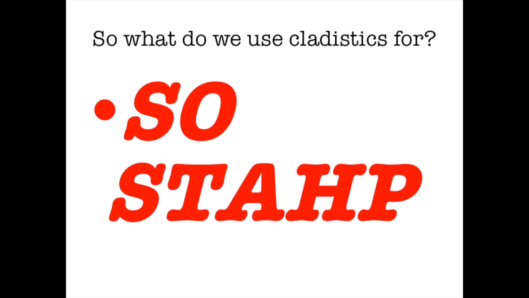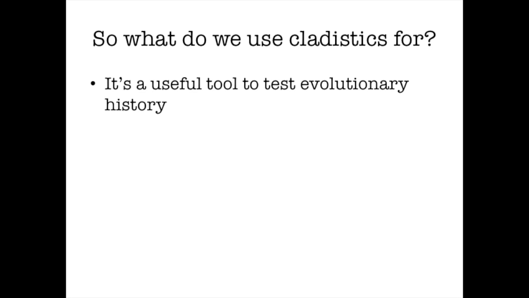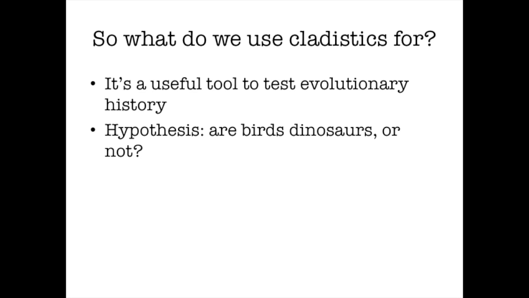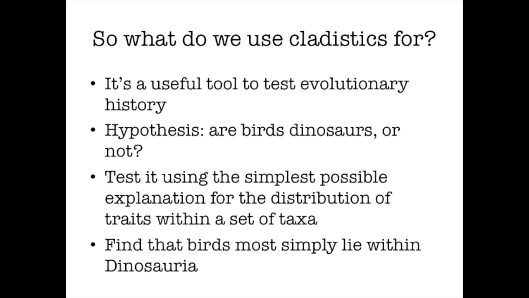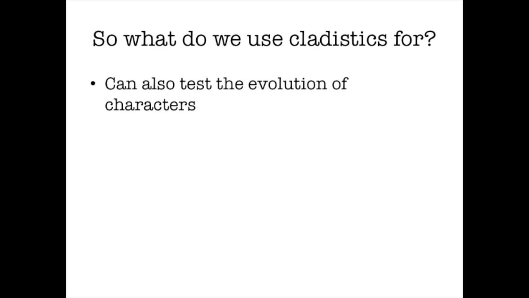So stop! Also, cladistics is just a useful tool to test evolutionary history. Hypothesis: are birds dinosaurs or not? Test it using the simplest possible explanation for the distribution of traits within a set of data. You find that birds most simply lie within Dinosauria. You can also use it to test the evolution of characters themselves.